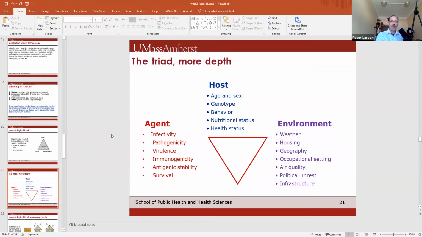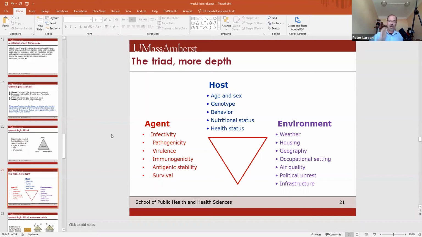The host, we have age and sex. We have the particular genotype of the host. What is the genetic profile of the host? I think this is very important. The behavior of the host makes a huge difference. Nutritional status of the host. I mean, people who are malnourished are going to be more susceptible to disease than other people who are well nourished. And general health status of a host.